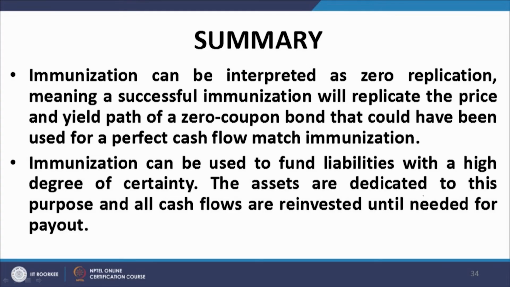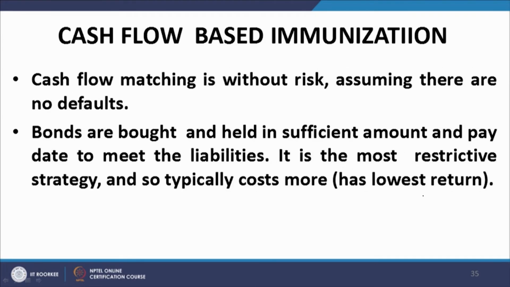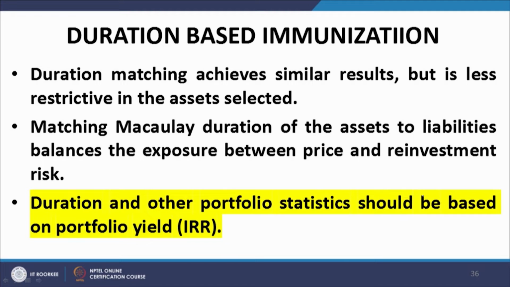Immunization can be used to fund liabilities with a degree of certainty. The assets are dedicated to the purpose and all cash flows are reinvested until needed for payout. Cash flow based immunization, cash flow matching, is without risk, assuming there are no defaults. I mentioned that. Bonds are bought and held in sufficient amounts and pay dates to meet the liabilities. It is the most restrictive strategy and it typically costs more, with the lowest return. Duration based immunization, duration matching, achieves similar results but is less restrictive.